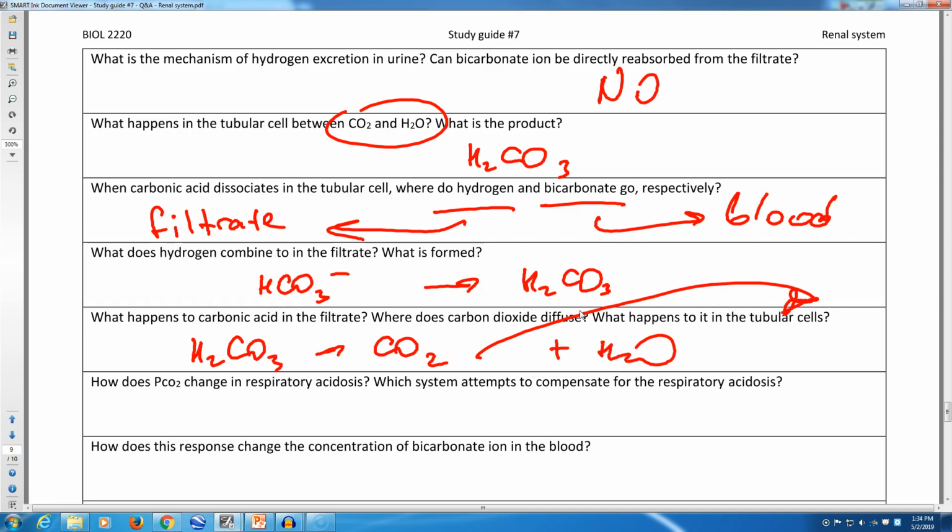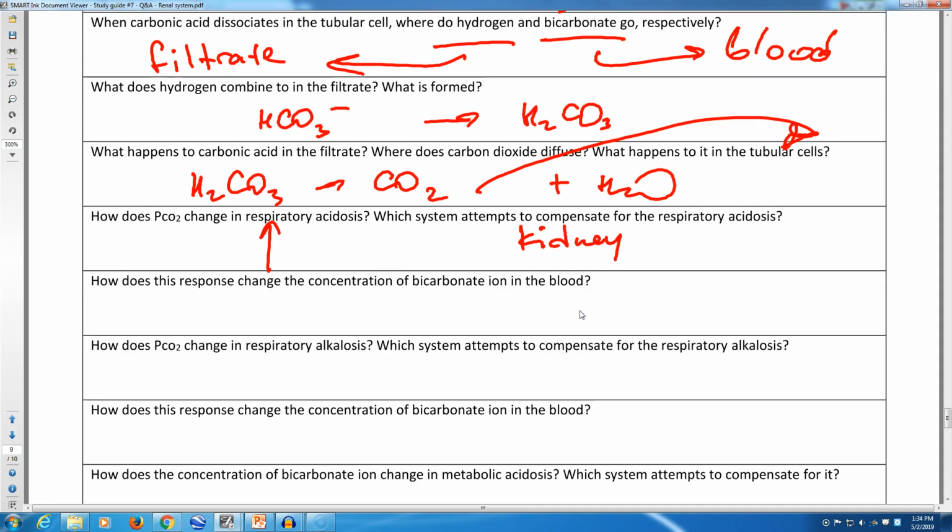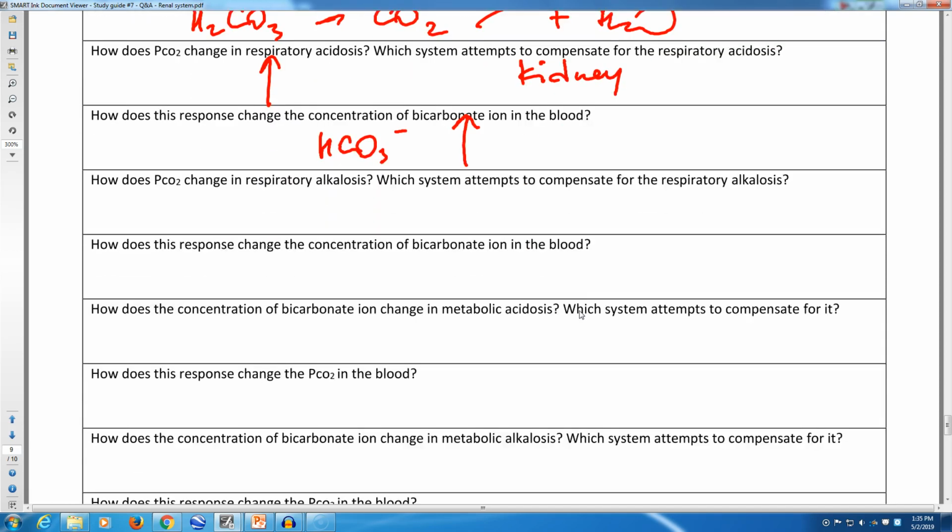That's hydrogen balance. Carbon dioxide in respiratory acidosis increases. Kidneys will try to compensate, and in response to respiratory acidosis, more bicarbonate will be moved to the blood, so bicarbonate concentration will increase as well. In respiratory alkalosis, carbon dioxide goes down. Kidneys will compensate for it, leading to a decreased amount of bicarbonate in the blood.